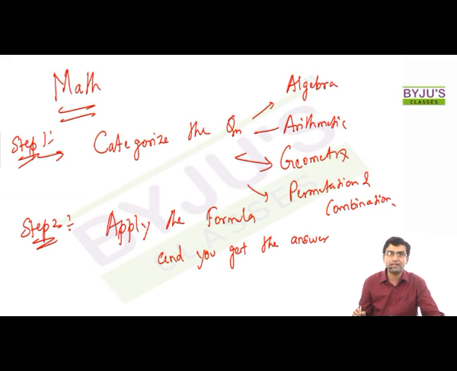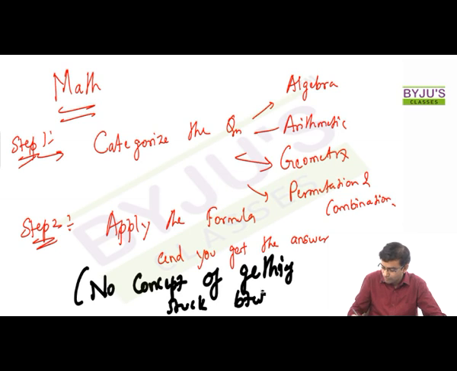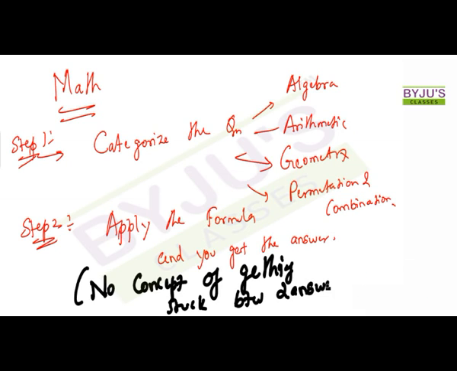See, in mathematics, you have step one and step two. Categorize, apply the formula, you'll get the answer, and there'll be one answer choice. You don't have to eliminate any answer choice at all. There won't be any tricky answers. You apply the formula properly, you will get the answer. So there's no concept of getting stuck between two answer choices. You'll always pick the right answer choice.